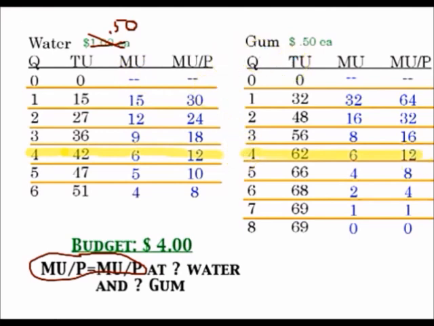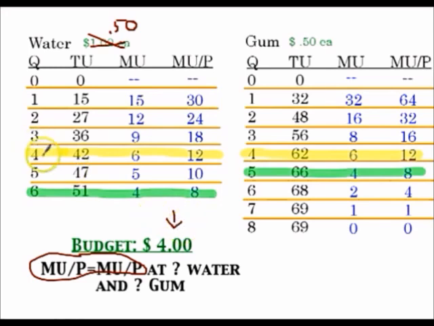We also see 10 doesn't match up with gum. 8 does, so we see our second location here: 6 water, 5 gum. Now we need to make sure that we have a combination that fits in our $4 budget. 4 water at 50 cents is $2. 4 gum at 50 cents is $2. 2 plus 2 is 4.